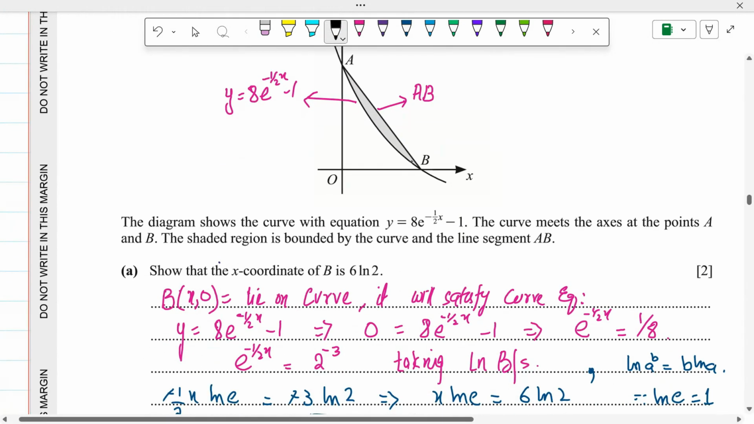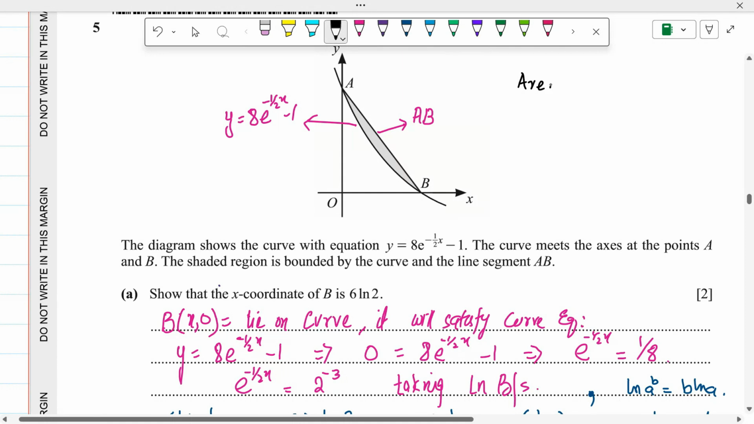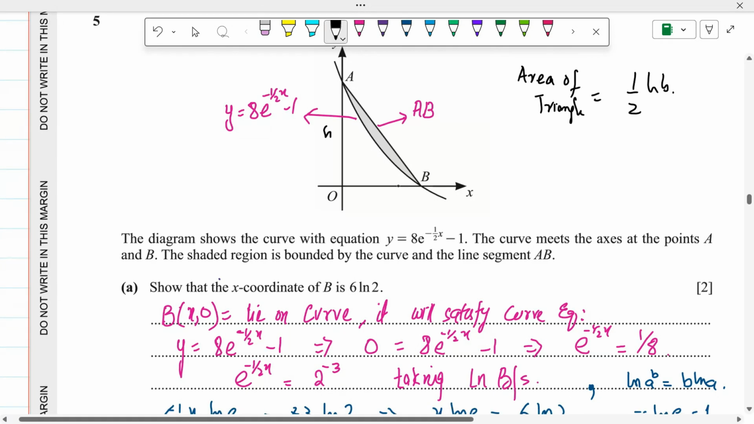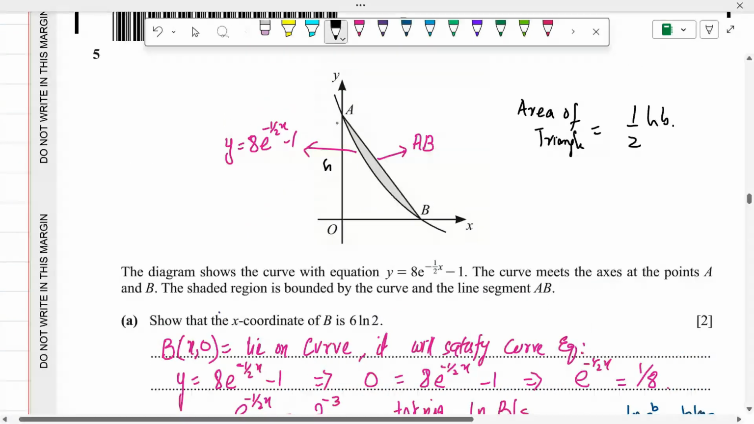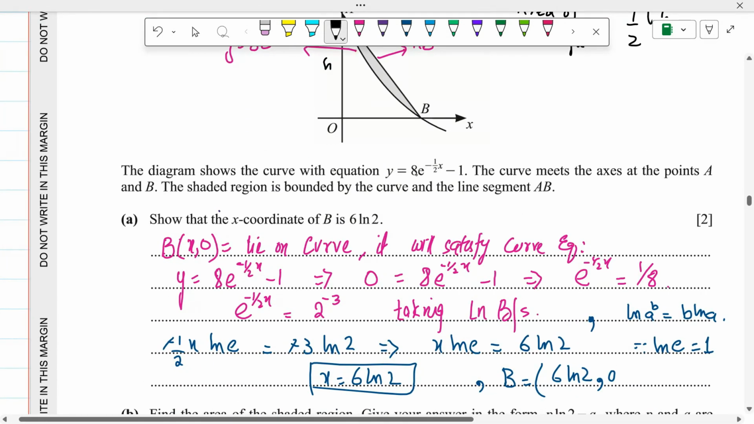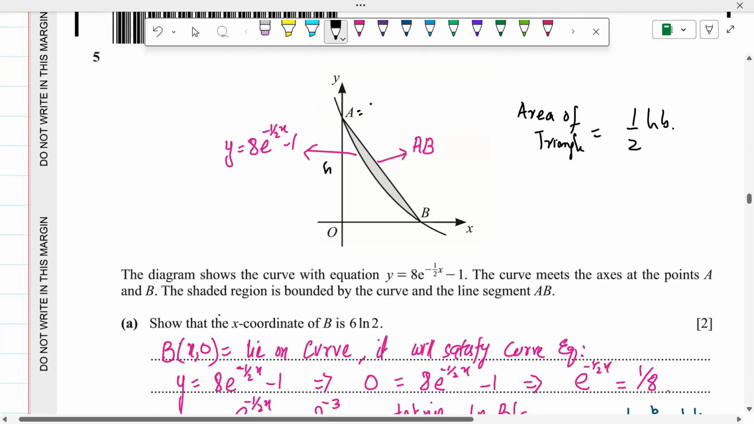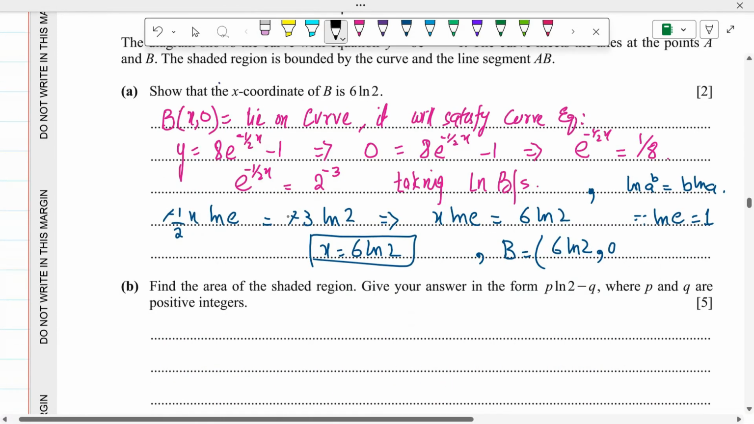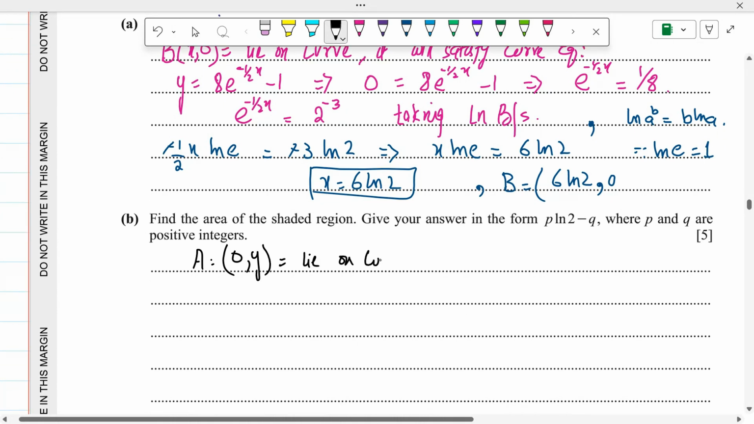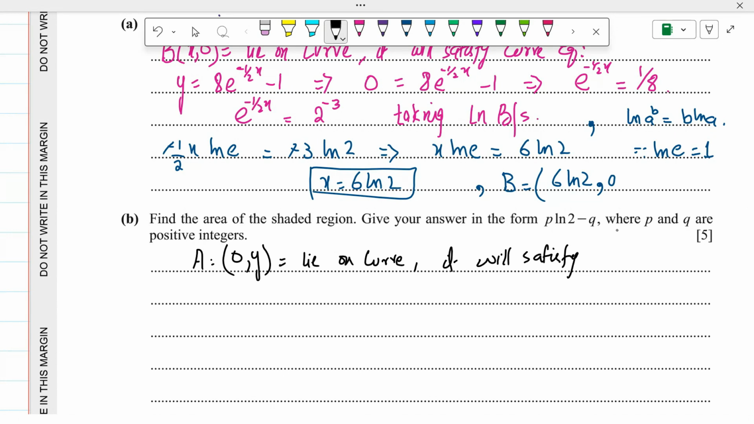To find the area of the triangle OAB, we use the formula one half base times height. The height is the y coordinate of A, and the base is the x coordinate of B. We need to find the y coordinate of A. A is also a point on the curve, so A will satisfy the curve equation, and A has x coordinate 0.